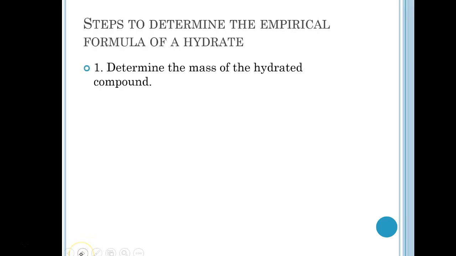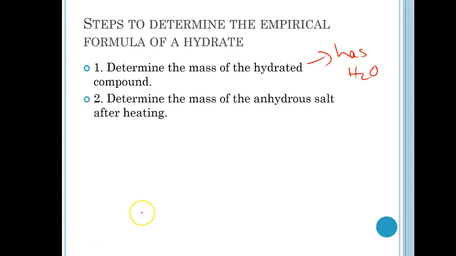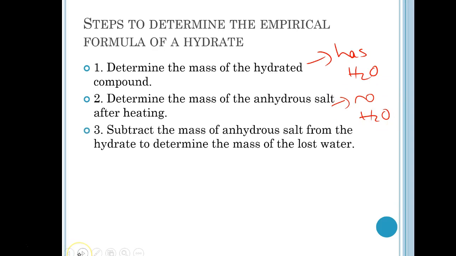So the steps to determine it: you want to determine the mass of the hydrated compound. Remember, this thing has water in it. Then you're going to heat it up. And then you're going to measure the mass of the anhydrous salt after heating. So this is no water in it. All the water boiled off. So you're going to subtract the 2 masses. That will give you the grams of water that was driven off.